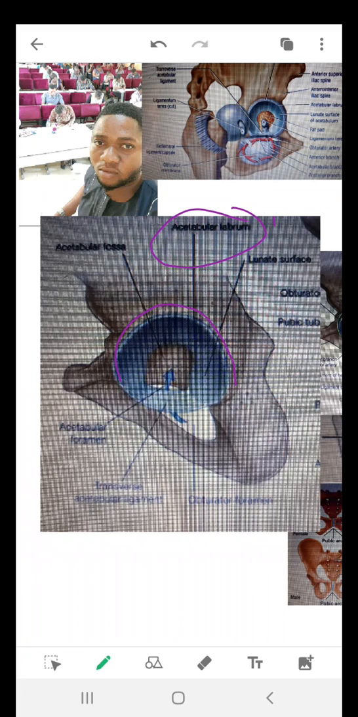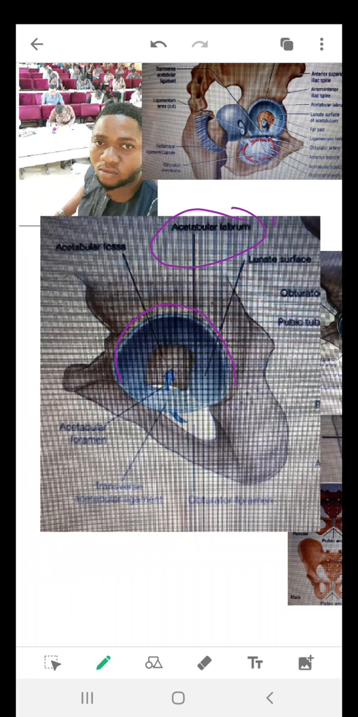So this acetabular labrum is the outer ring that reduces the opening and deepens the surface for formation of the hip joint. Just like if you remember the glenoid labrum in the humerus, when we were talking about the shoulder joint, it also forms this acetabular labrum, which has the same function as the glenoid labrum.